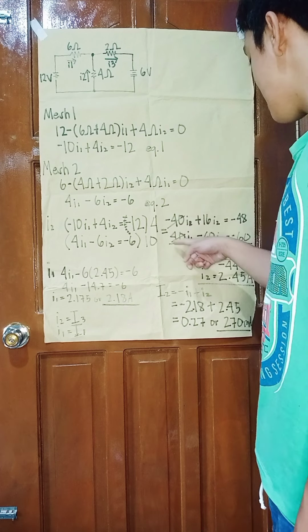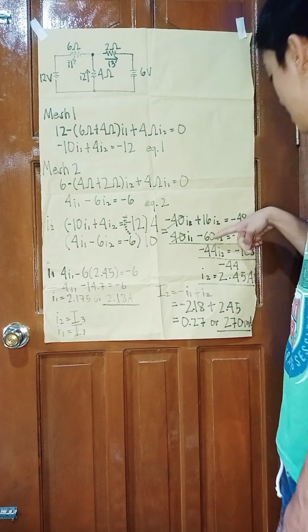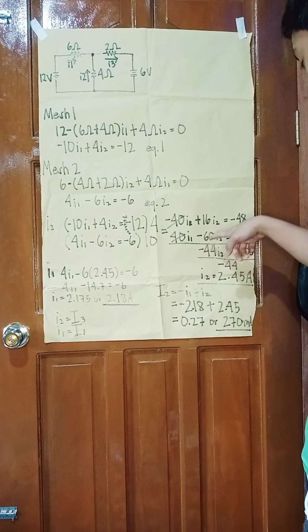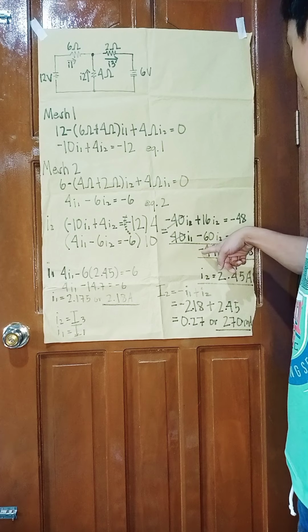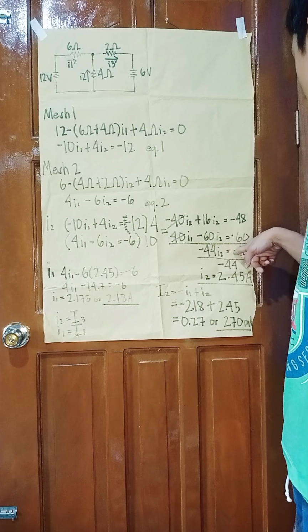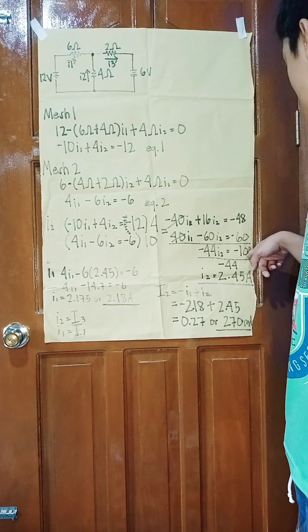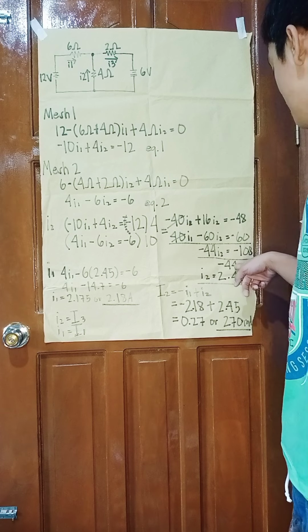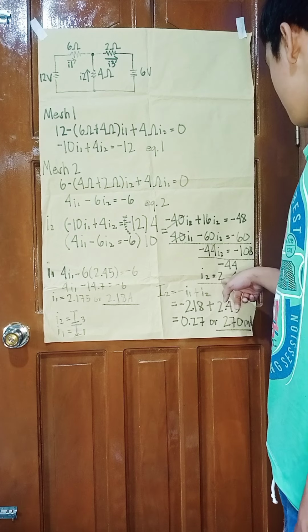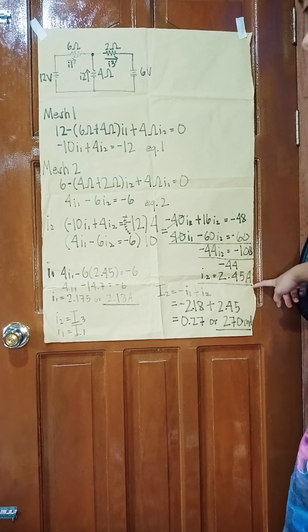So cancel this, then it is equal to negative 44 I2 equal to negative 108. Then divide both sides by 44. So the I2 now is equal to 2.45 amperes.